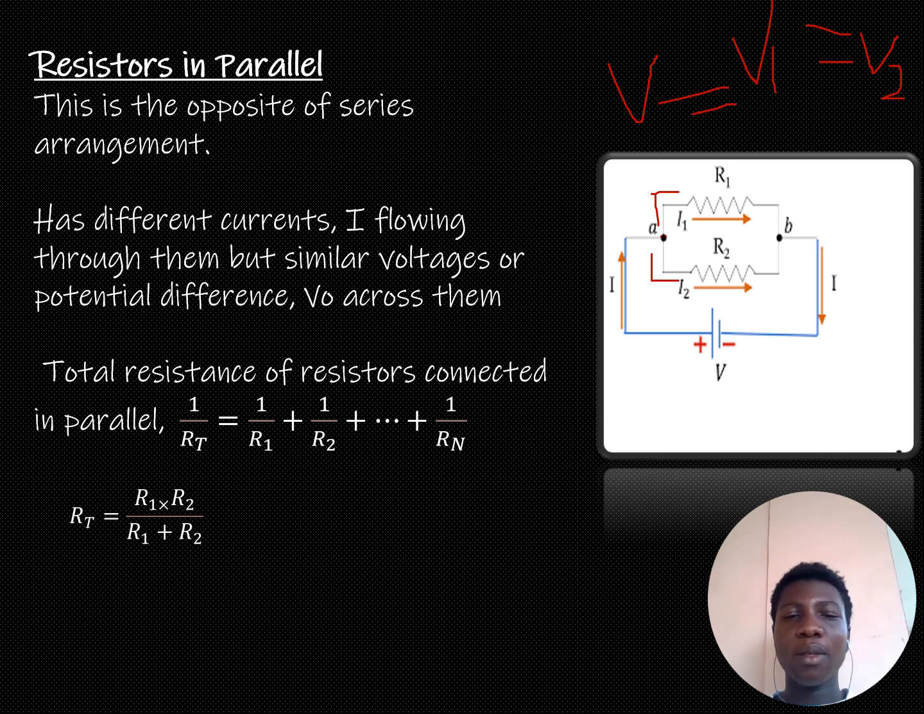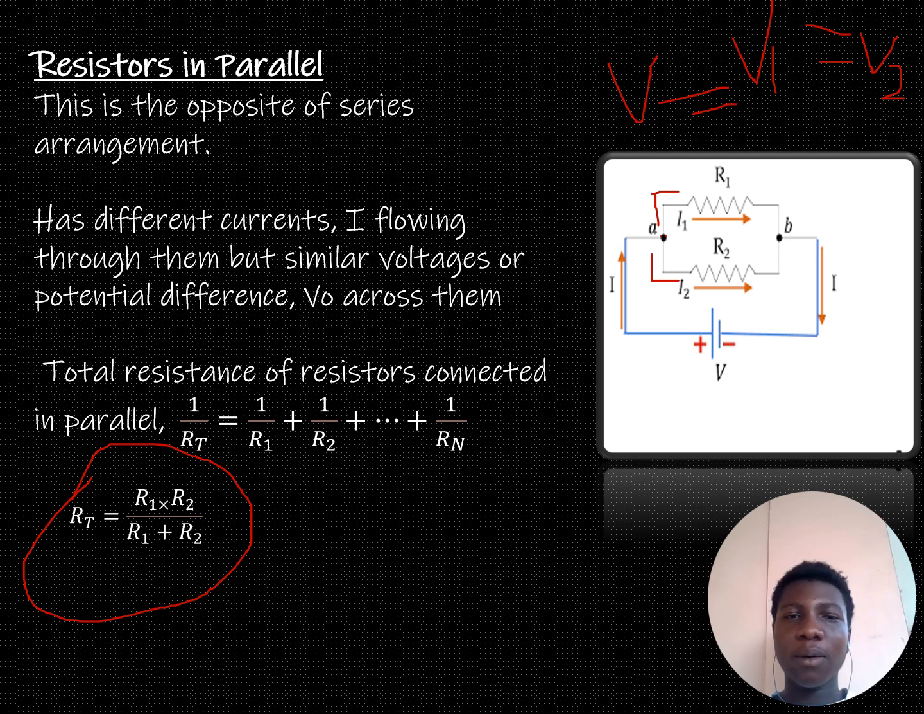Moving on. In case you are given only two resistors, as in this, it's going to be 1 over RT equals 1 over R1 plus 1 over R2. If we simplify this, you are going to get this. So the simplified version to use is this. But if it's 3 or more, it differs.